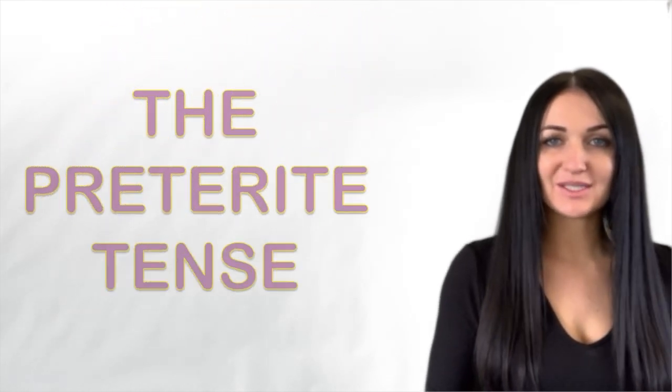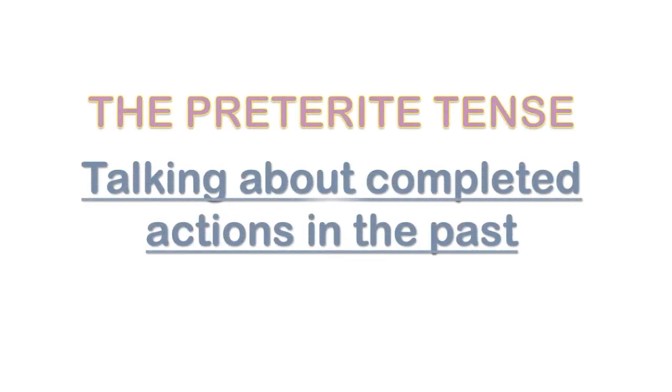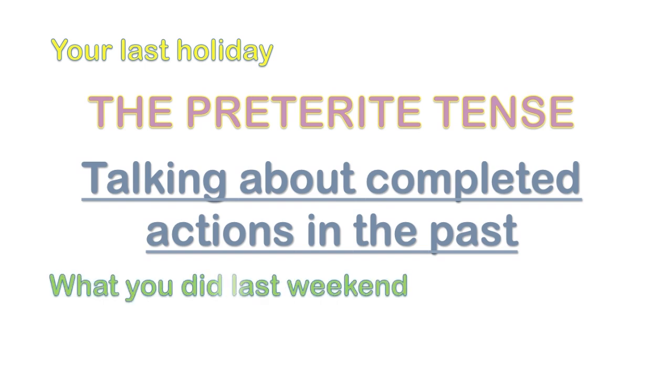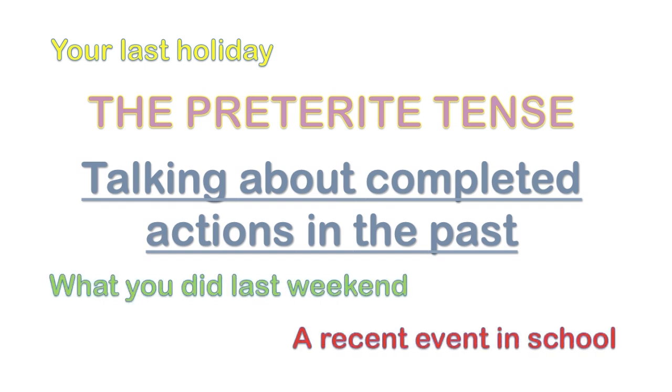Bien. Today's lesson is going to be about the preterite tense in Spanish. We use the preterite tense to talk about completed actions in the past. For example, what you did on your last holiday, what you did last weekend, and also a recent event that might have happened in school.